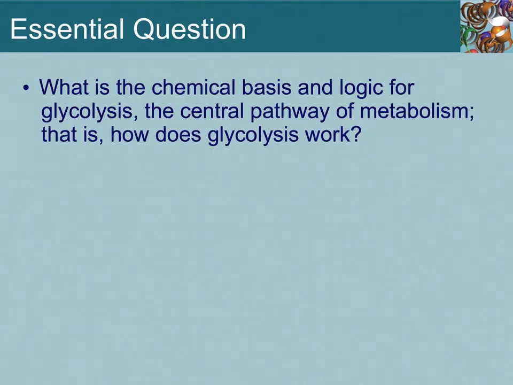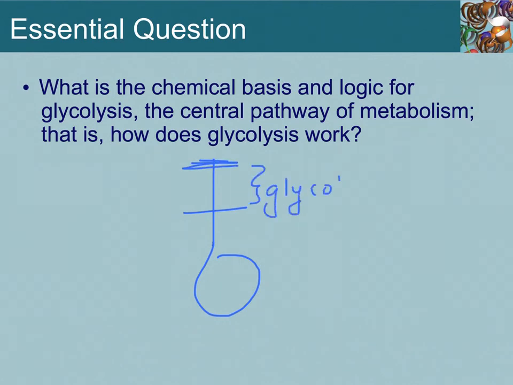So by the end of this lecture, we're going to look at the chemical basis and logic for glycolysis, which is the central pathway of metabolism, and we're going to see how glycolysis works. So if you remember back to that metabolic map, okay, we are looking at this part here, which is glycolysis. Alright, and if we're thinking in terms of biochemistry land, we are in carbohydrate land.